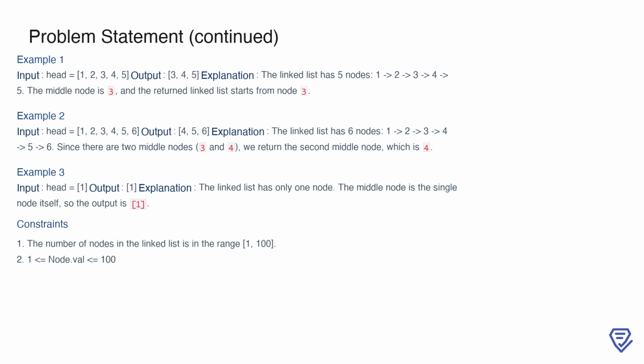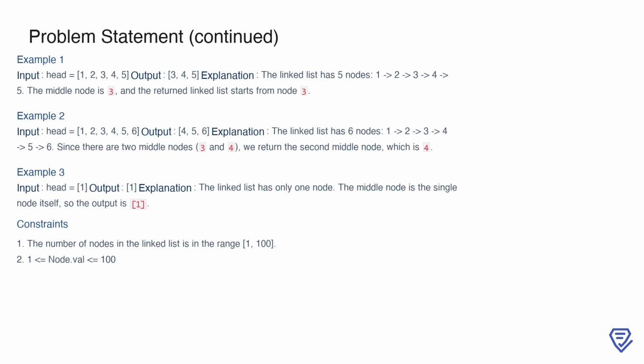In the first example, the input linked list is 1, 2, 3, 4, 5. This list contains 5 nodes, so the middle node is the third node, which holds the value 3. The output, therefore, is 3, 4, 5, as the return list starts from the middle node and continues to the end. In the second example, the input list is 1, 2, 3, 4, 5, 6. Here, the list has 6 nodes, meaning there are 2 middle nodes, 3 and 4. Since we need to return the second middle node, the result is 4, 5, 6.